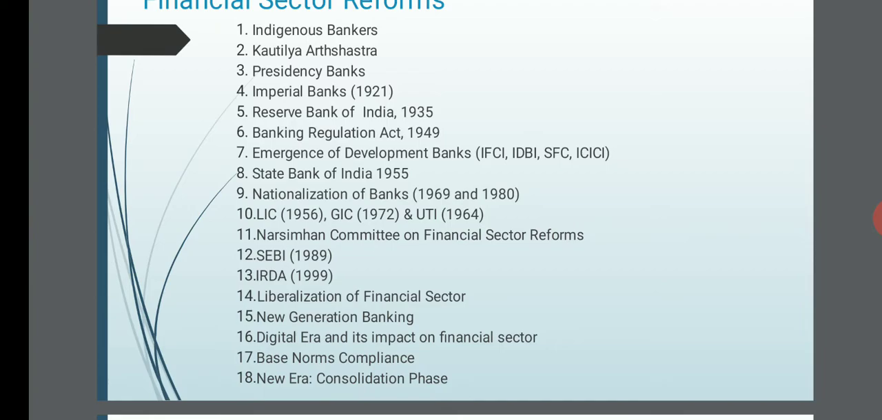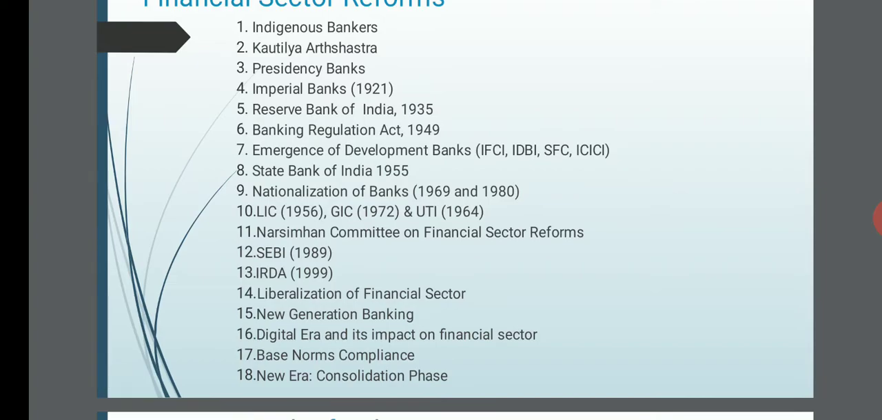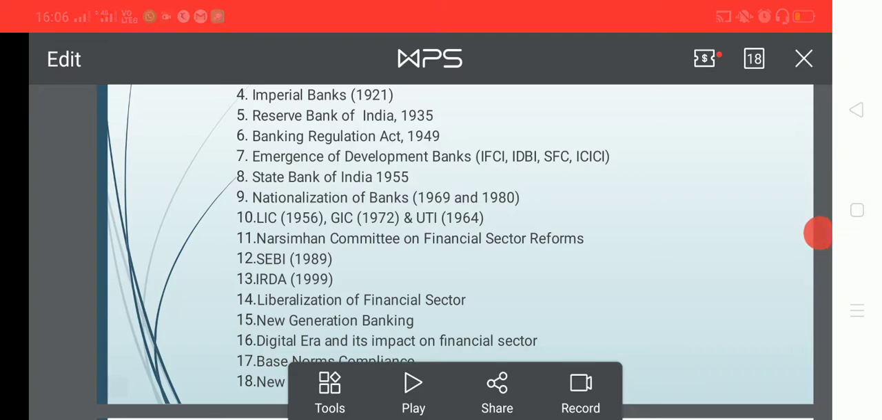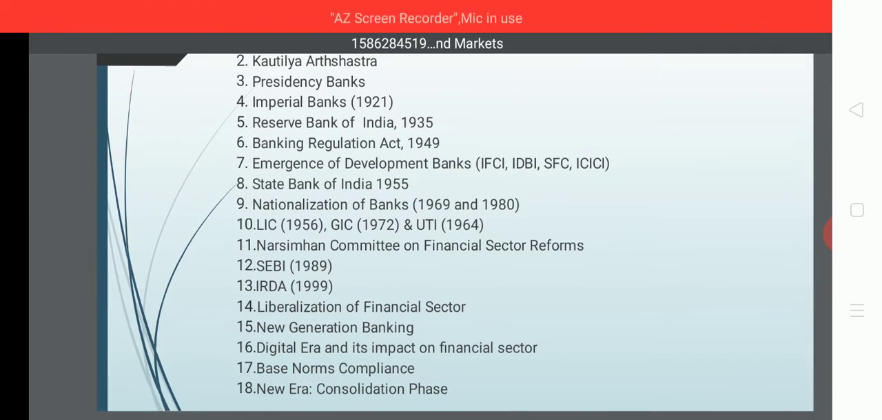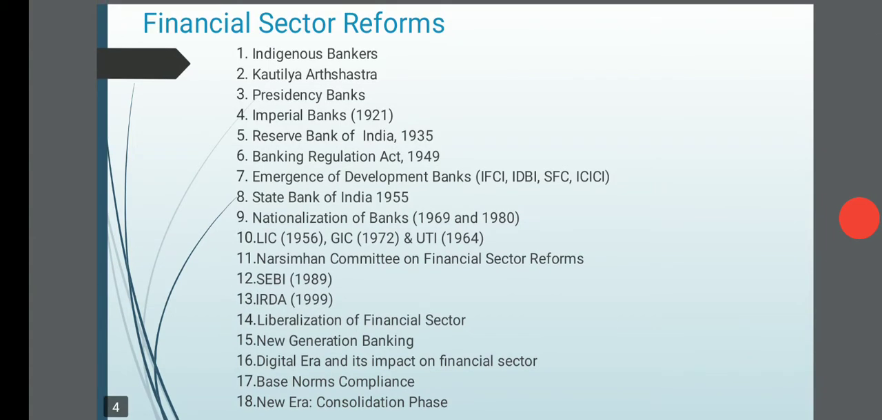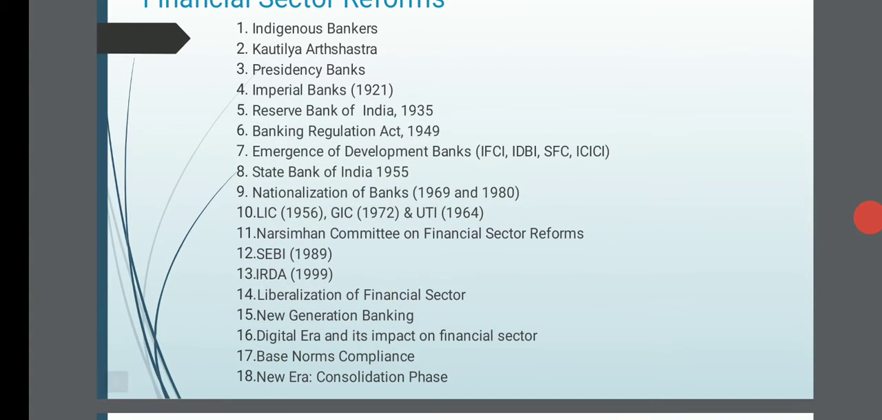There emerged various development banks like IFCI, IDBI, SFC, and ICICI to develop very specific parts of the economy. IFCI is Industrial Finance Corporation of India Limited. IDBI, Industrial Development Bank of India. SFC, State Finance Corporation. ICICI, Industrial Credit and Investment Corporation of India. Then in 1955, the Imperial Bank of India was renamed State Bank of India. It was nationalized through the State Bank of India Act of 1955.